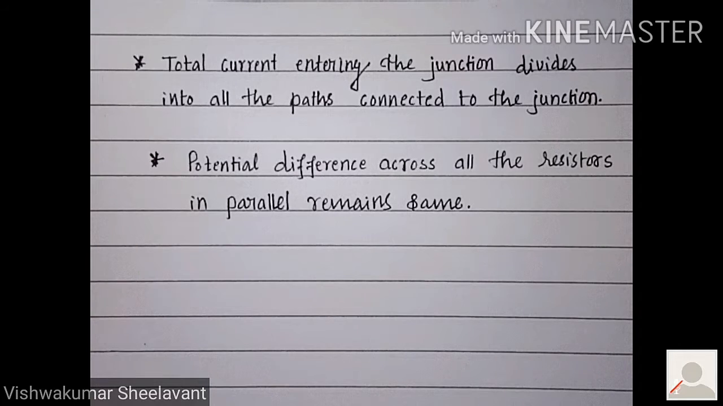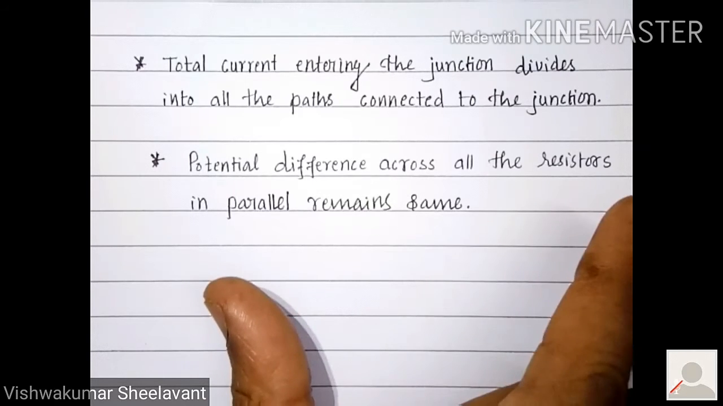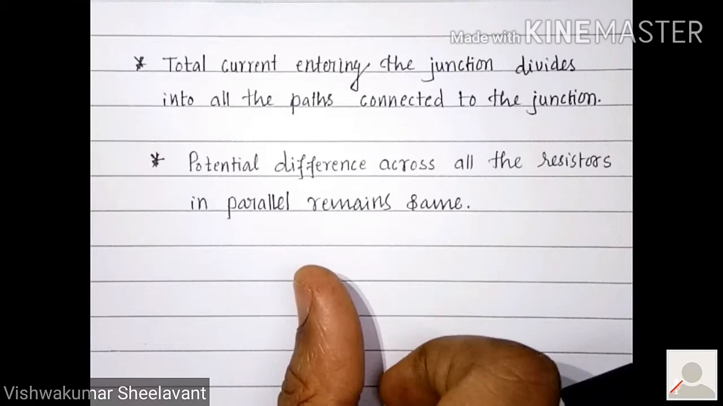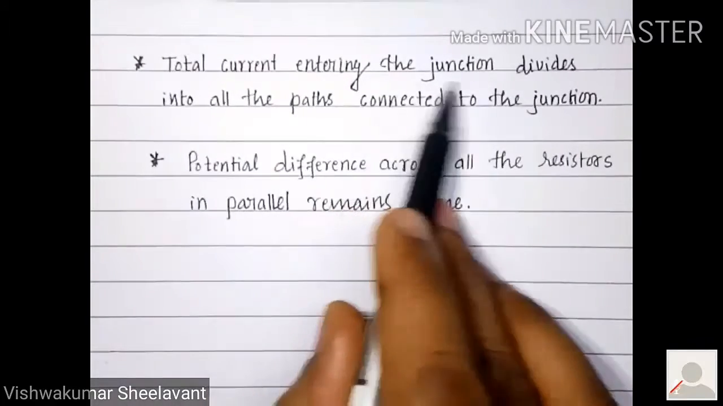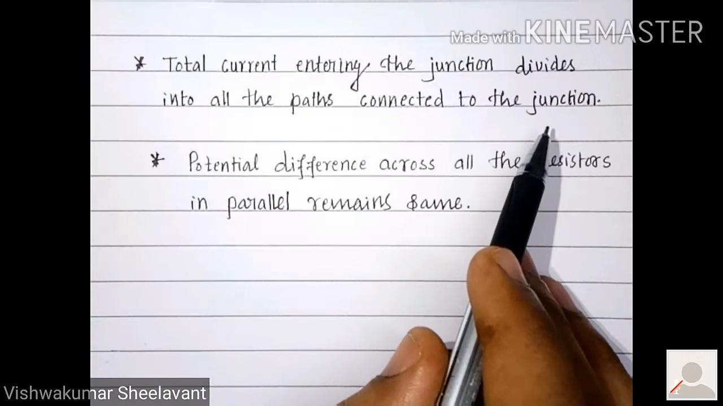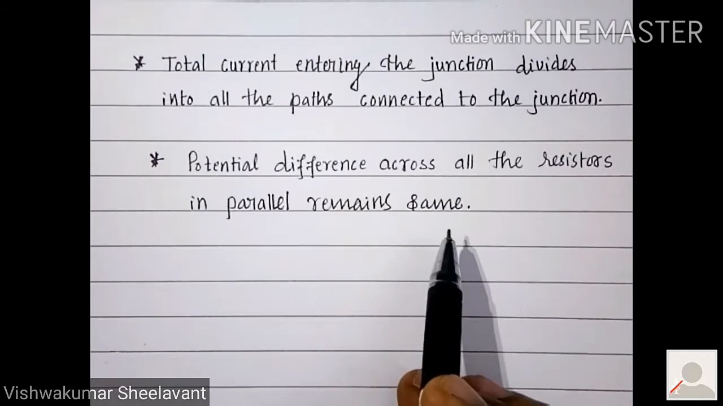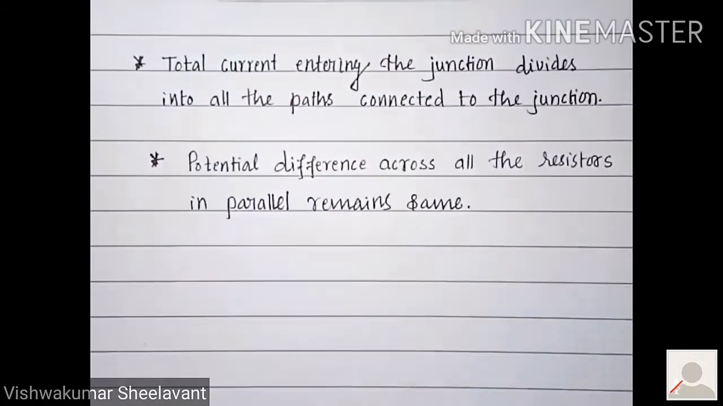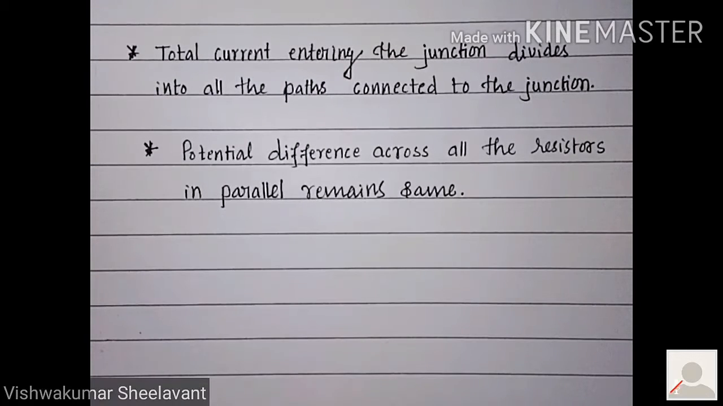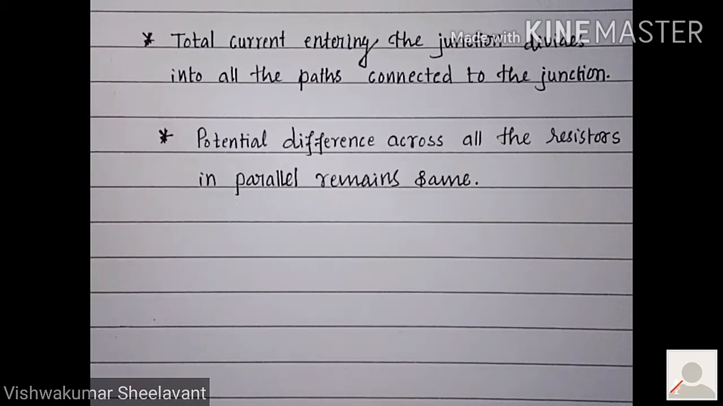In series circuit, what happened? In series circuits, the current was same in all the resistors and the potential difference was different. But here, current will divide. That means current value will be different in all the resistors and the potential difference across all the resistors will remain the same. So this is the main difference between series and parallel circuits. Okay.